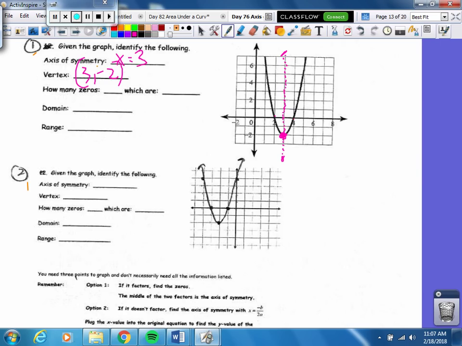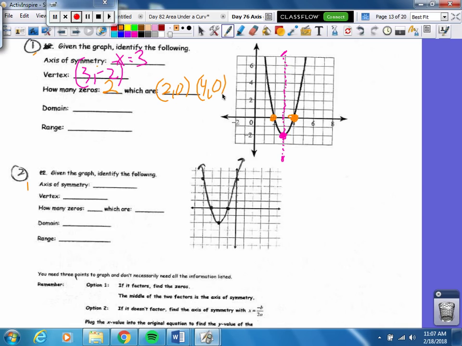How many zeros do we got? Zeros are where it touches the x-axis, right here and here. So we have 2, 0. That's 1 point. Don't just write 2. You have to say the extra point, and then 4, 0.